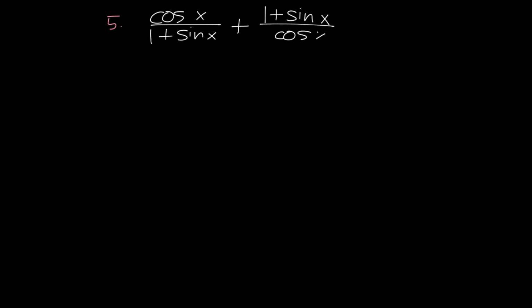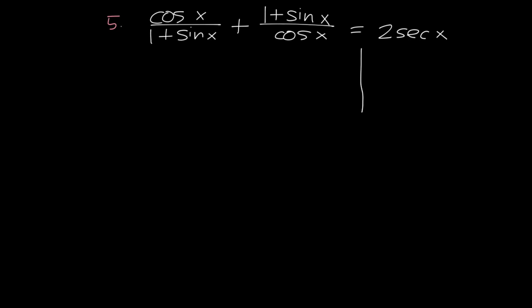So we now have number 5. Example 5 is cosine x over 1 plus sine x plus 1 plus sine x over cosine x equals 2 secant x. So in general, you want to choose to work with the side that is more complicated. So here clearly the left-hand side is more complicated.